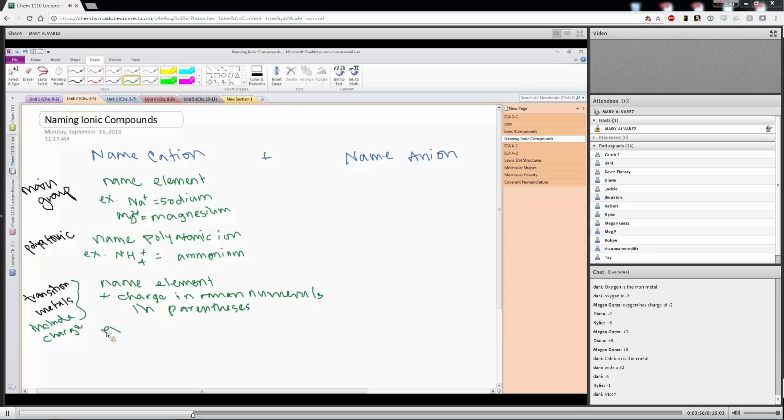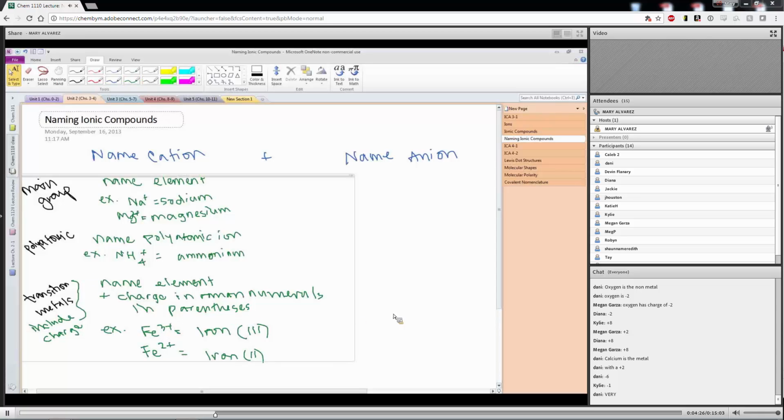So, for example, if I have Fe3 plus, that would be iron, because Fe's iron, and then parentheses 1, 2, 3. Iron 3 plus is iron(III). This is as compared to, for instance, iron 2 plus, which is known as iron(II). Okay, that's what we do.